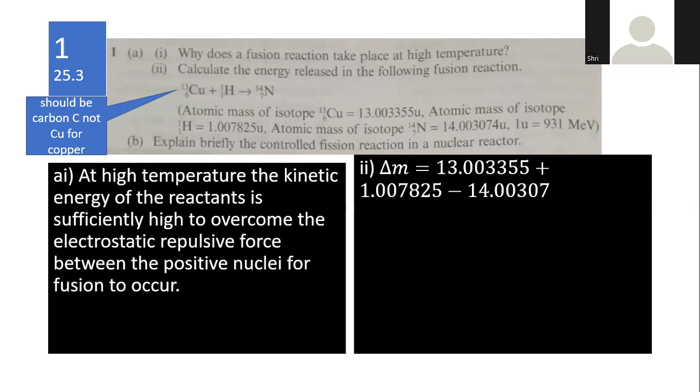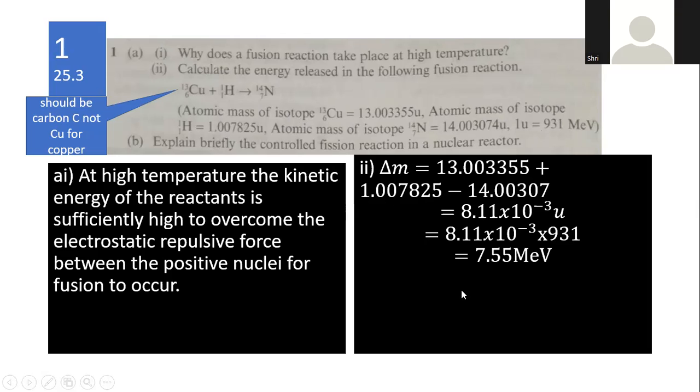Right? Calculate the mass defect, no? Right? Mass of carbon, right? Which is this one, plus hydrogen, which is given here, minus that one, nitrogen. So your unit is atomic mass unit, and they are given you conversion to energy, times 931. Then you get your 7.55 mega electron volt.